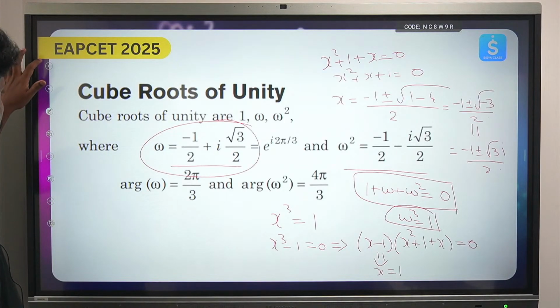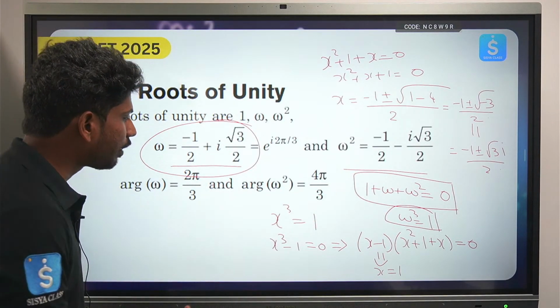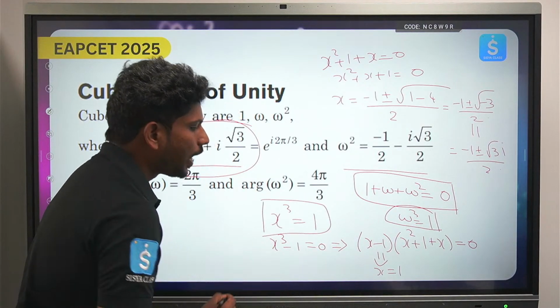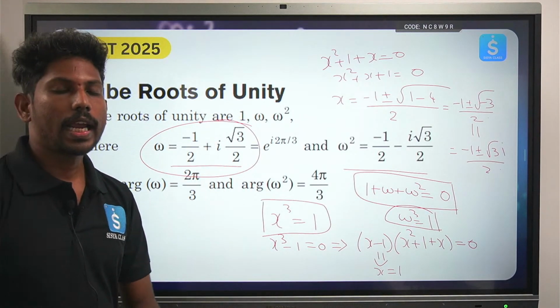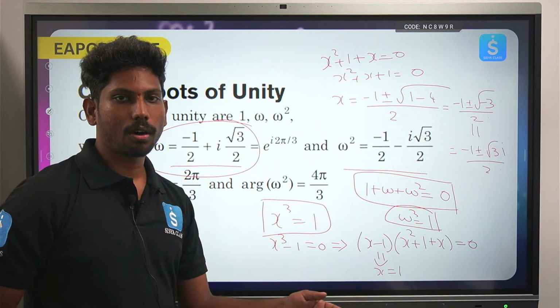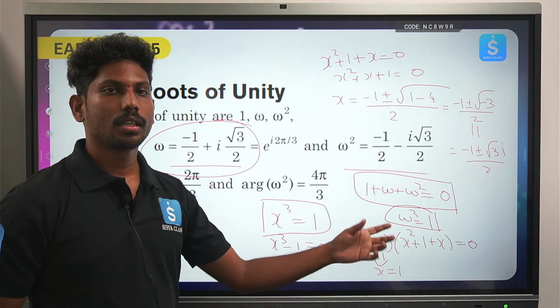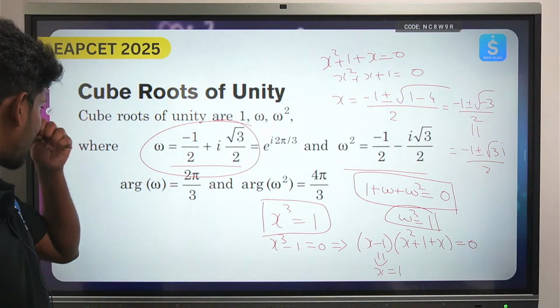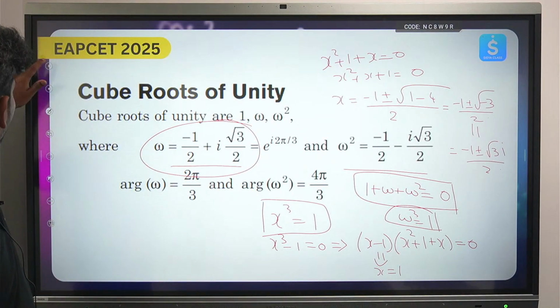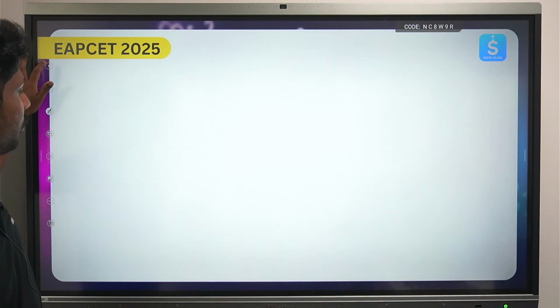And the next one is we have actually derived how to find the cube root of unity. In fact, we have found the solution of x cube equals 1, because for all polynomials we can find all the roots of the particular polynomial in the complex numbers, in the complex plane. So this is what I have discussed. I have done the first question, and now I am doing the second question.